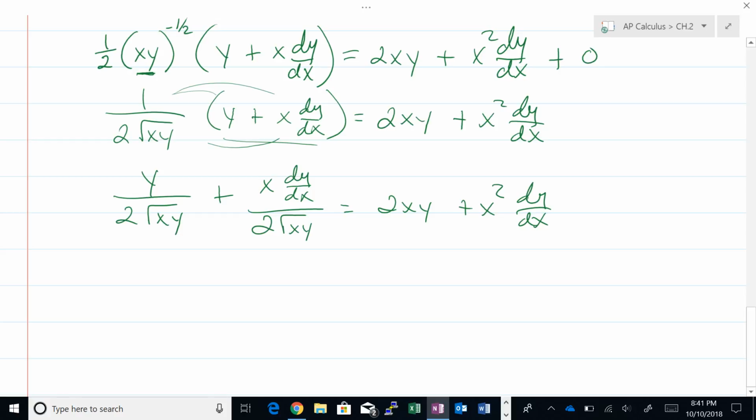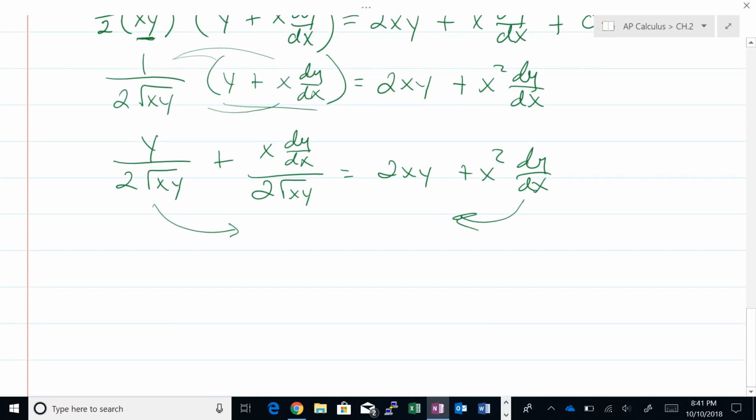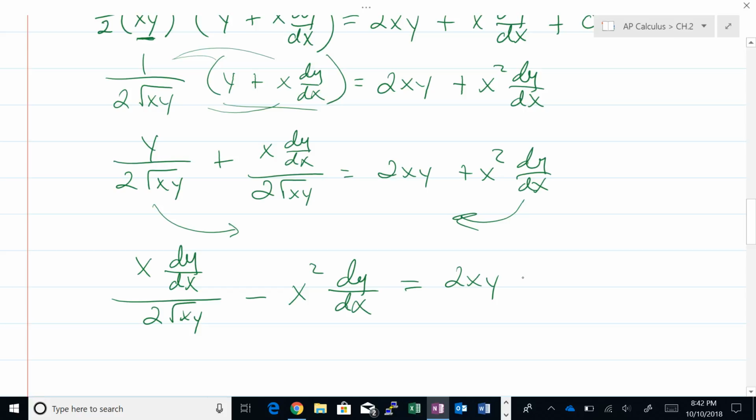All right, collect everything to one side and start moving things around. So I'm going to move this over and move this over here, so I have all my dy/dx's on one side. I'm going to try and do it in one step here. Correct me if I mess up. So I've got x dy/dx over 2 times the square root of xy. I'll leave that alone. Minus x squared dy/dx. Okay, so that's everything here. Then when I move this over, equals minus y over 2 times the square root of xy.